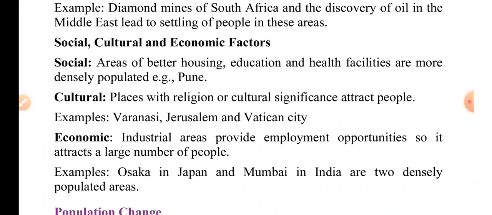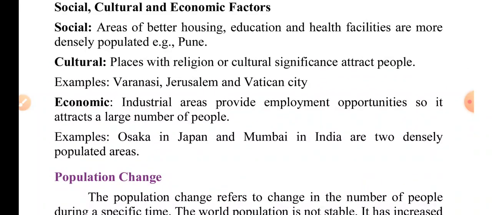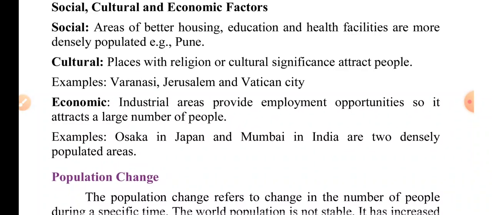First one is social. Areas with better housing, education, and health facilities are more densely populated. Example: Pune, etc. And cultural. Places with religious or cultural significance attract people. Example: Varanasi, Jerusalem, and Vatican City. And economic. Industrial areas provide employment opportunities, so they attract large numbers of people. Example: Osaka in Japan and Mumbai in India are two densely populated areas.